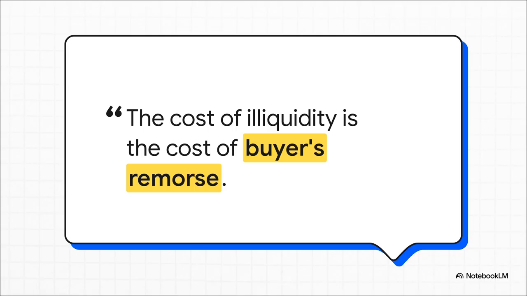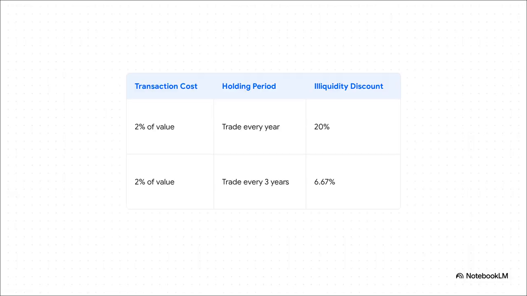For a huge, heavily traded company like IBM, you can sell it almost instantly for a tiny cost. But what if it's a small, rarely traded company, or maybe a piece of real estate? That buyer's remorse could cost you 5, 10, maybe even 20% of your investment just to get out. So the penalty you pay for illiquidity really boils down to 2 things: how much it costs you to trade and how long you plan to hold the asset.